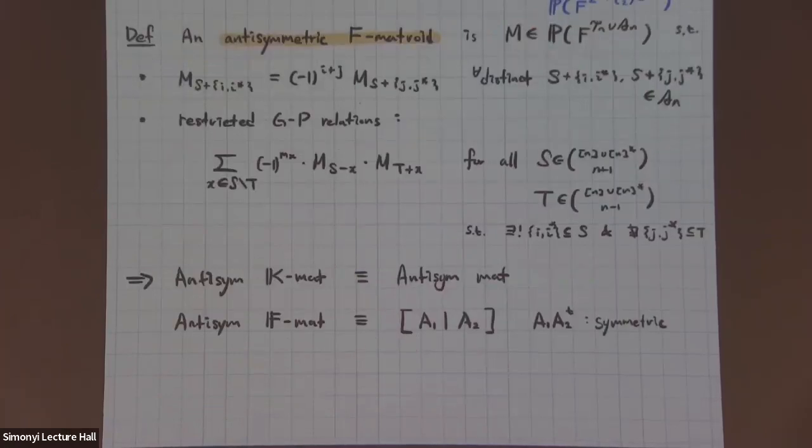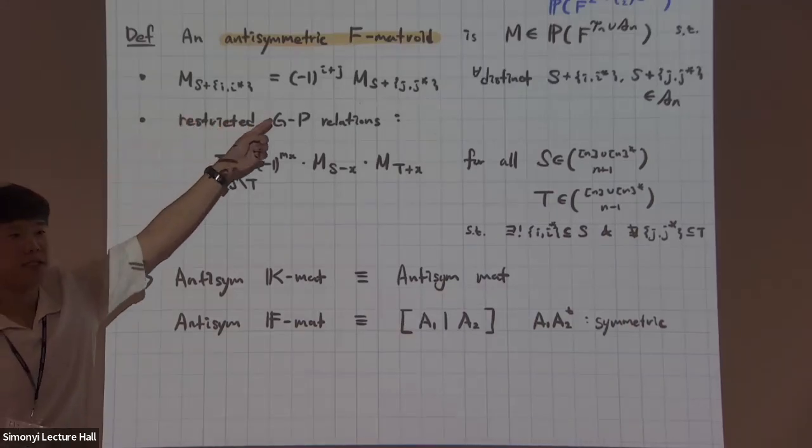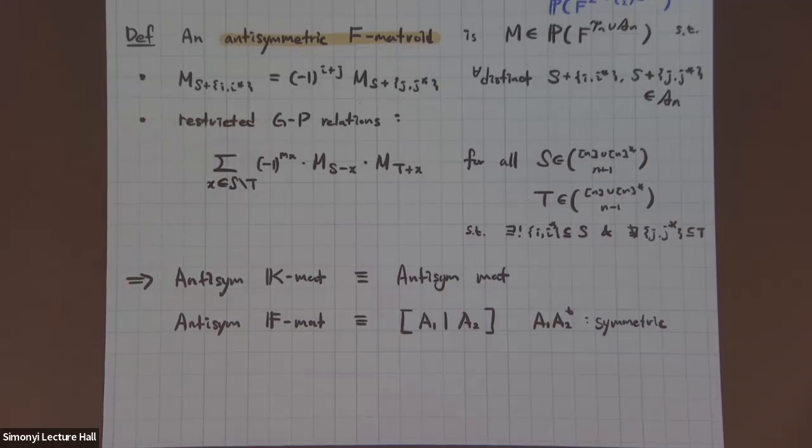So why not? We can define the antisymmetric F-matroid as well, in a very similar way. First we fix a point satisfying the following condition. Maybe you wonder why the sign looks very weird, but this is for computational reasons, so let's relax. This condition comes from the symmetric matrix, meaning the determinant of the transpose is the same as the original one. The second condition is the restricted Grassmann-Plücker relation over an arbitrary tract F.